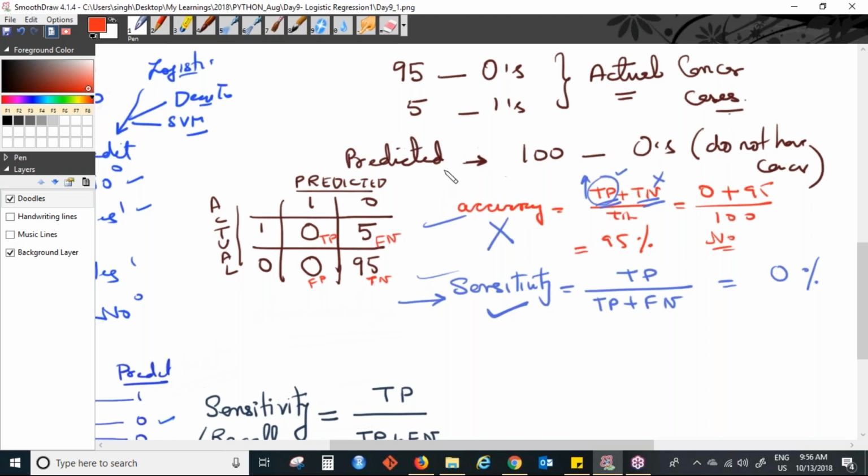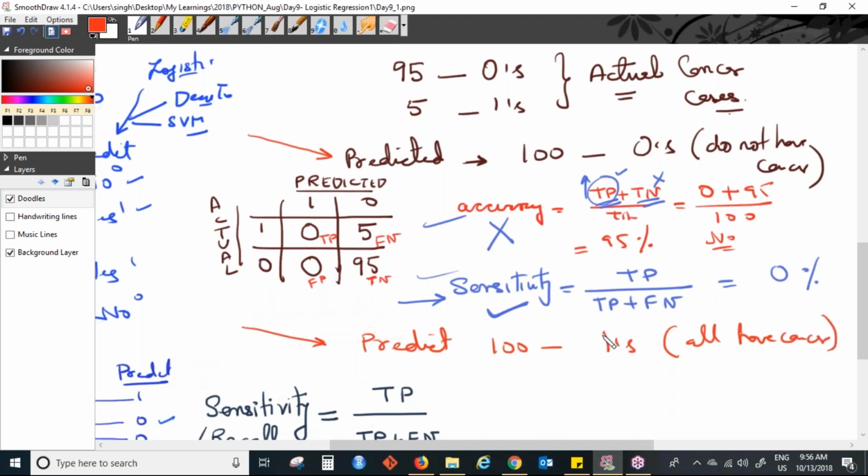Okay, so let me change this. We just found that this model was a useless model. So let me change the model. So now what I will do, I will predict all 100 as ones. Okay, all have cancer.